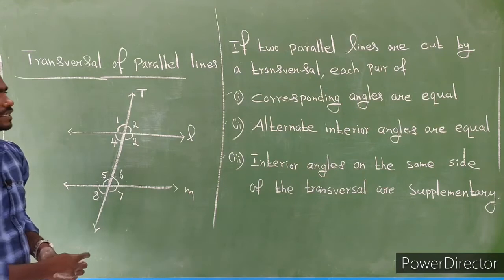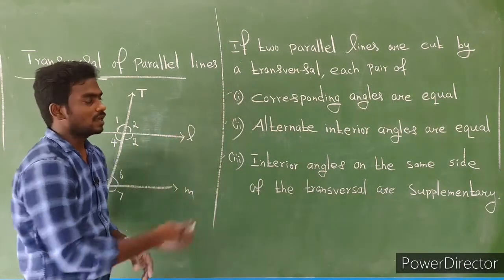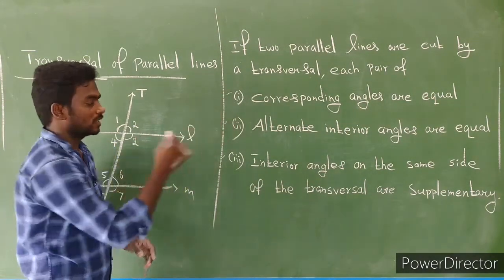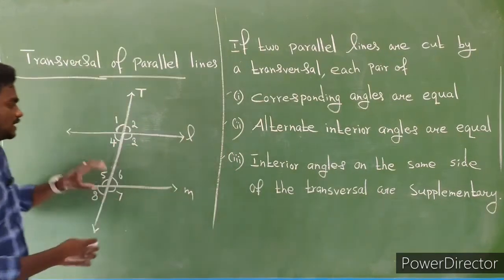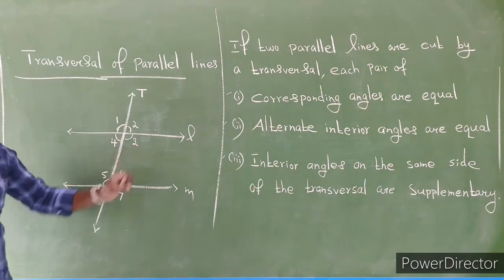What are the three conditions here? Corresponding angles are equal. Alternate interior angles are equal. Then the third one, interior angles on the same side of the transversal are supplementary.